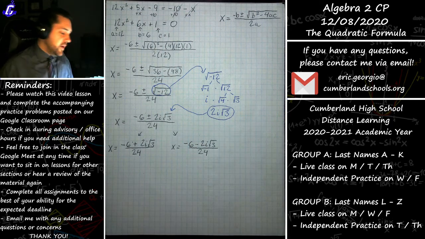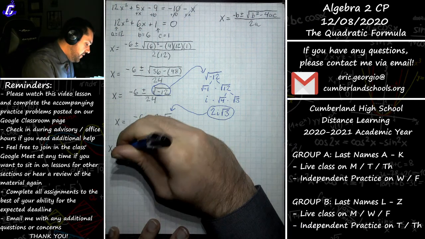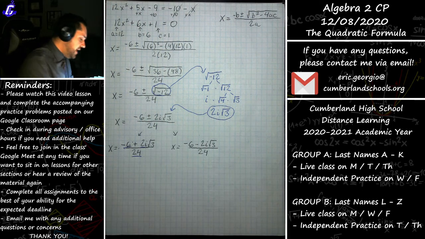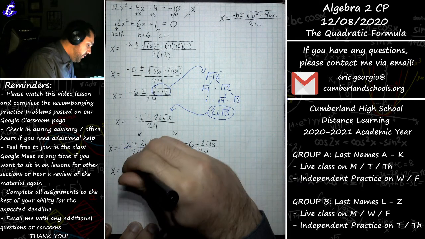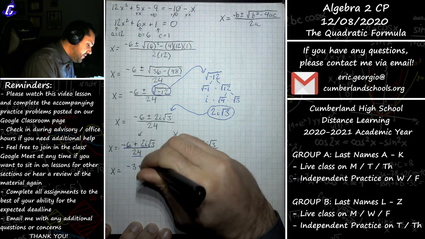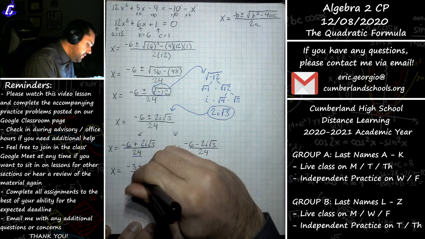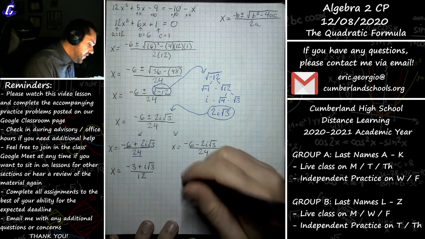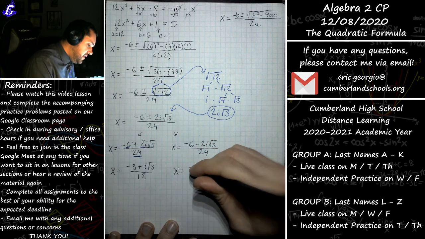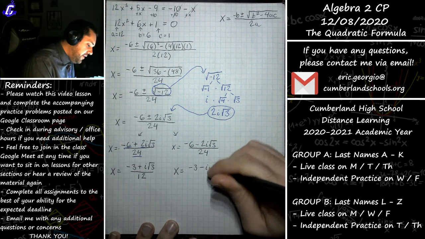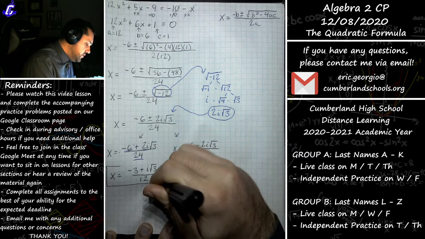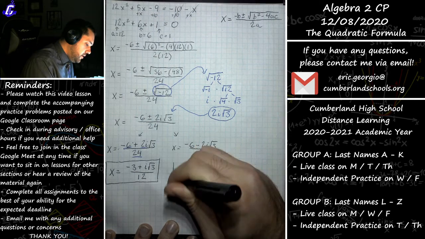In both of these situations, we notice that we can actually reduce these fractions as well. I see this is an even number, this is an even number, and this is an even number. So we can go ahead and reduce that to say, well, x is negative 3 plus 1i times the square root of 3 over 12 here, reducing everything by a factor of 2, just like reducing a fraction. And same exact thing over here. I would say x equals negative 3 minus 1i times the square root of 3 all over 12. And we get our two solutions, one here and one here.